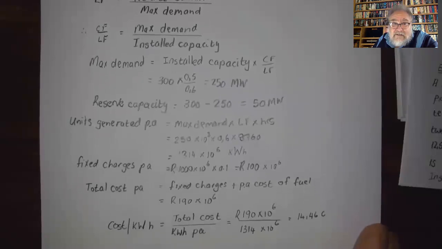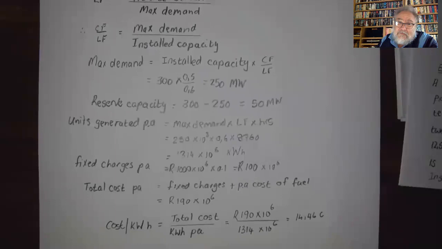The units generated per annum is the maximum demand times the load factor times the hours. So that's 250 times 10 to the power of 3 times 0.6 times 8,760. That gives us 1,314 times 10 to the power of 6 kilowatt hours. So the fixed charges per annum is 1,000 million times 0.1, which gives us 100 times 10 to the power of 6.